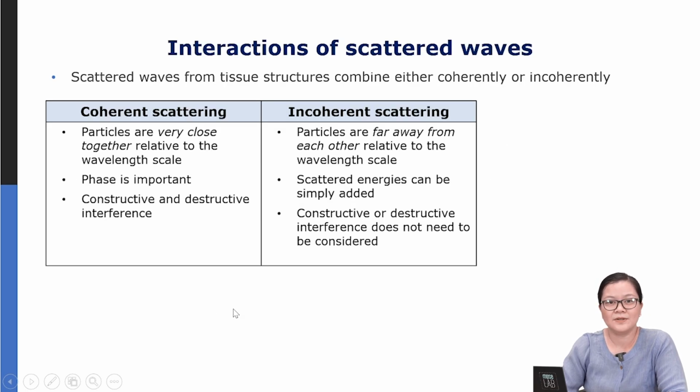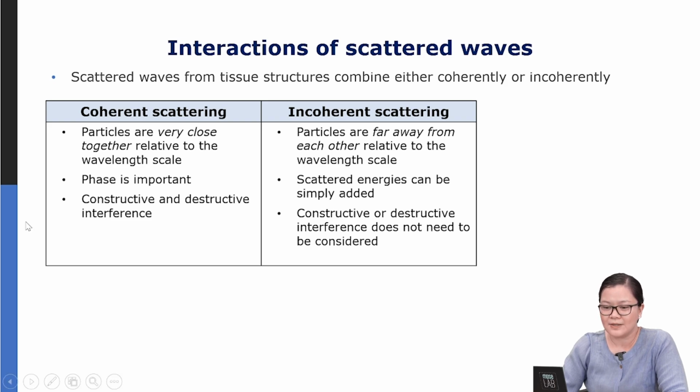We also have to consider interactions of those scattered waves that are being emanated from these different objects inside the tissue. So scattered waves from these tissue structures either combine coherently or incoherently. You might have remembered from your previous physics class where you talk about light and optics, where there's two types of scattering, coherent and incoherent scattering.